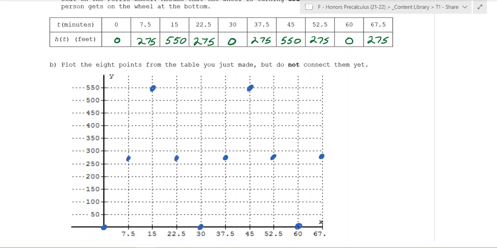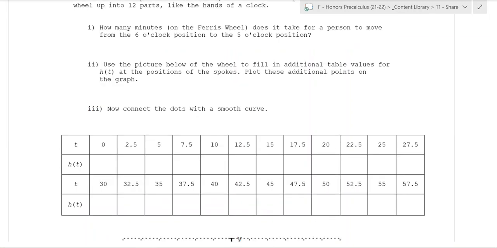Now, we're not going to connect them yet. We're not going to connect them yet because our temptation might be to connect them with straight lines. We're not going to connect them with straight lines. What we're going to do is fill in this table more granularly at more frequent time intervals.